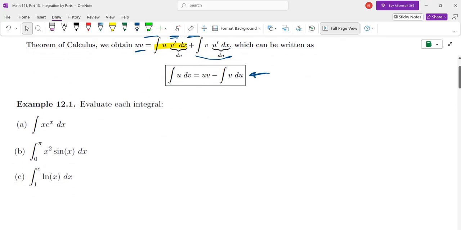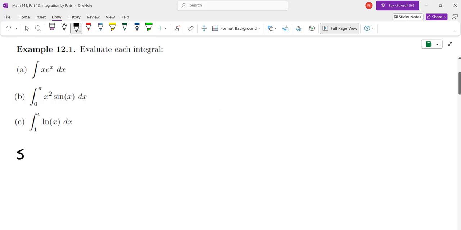For the rest of this video, we're going to go over some examples. Here is the first example. We want to evaluate the integral of x e to the power of x dx.